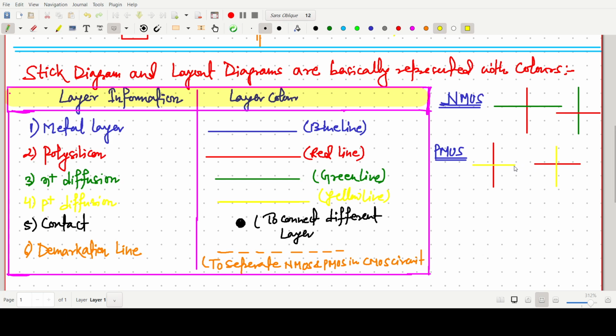One important one: the NMOS transistor with depletion mode. First we have to make the NMOS with the red polysilicon line and green line. Then we have to use a yellow color.